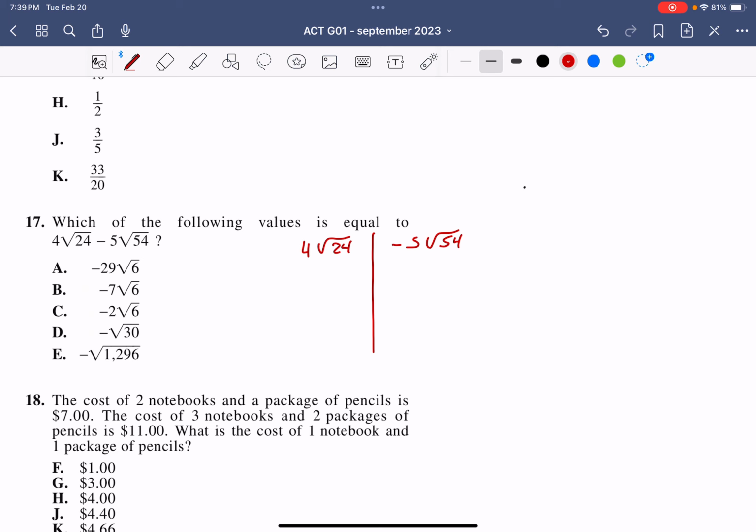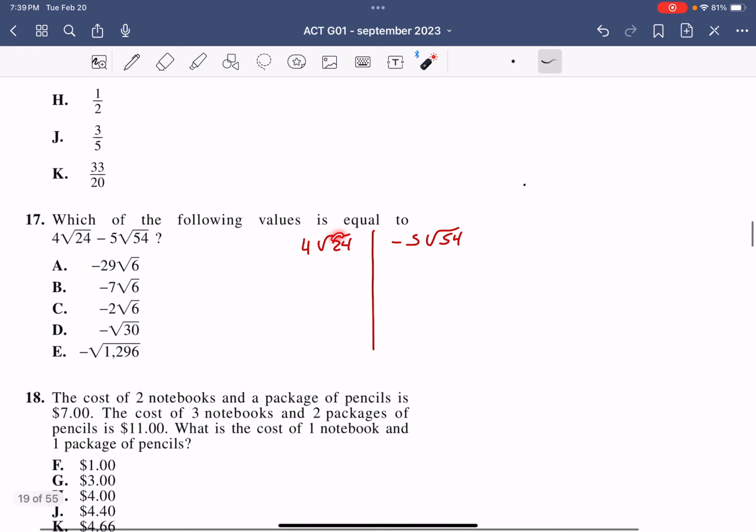Underneath the square root on this left side, the square root of 24, we need to think about what two numbers multiply to 24 where one of them is a perfect square. That's going to be 4 and 6. So we're going to rewrite this as 4 times the square root of 4 times the square root of 6. Now we can't simplify the square root of 6, but we can simplify the square root of 4.